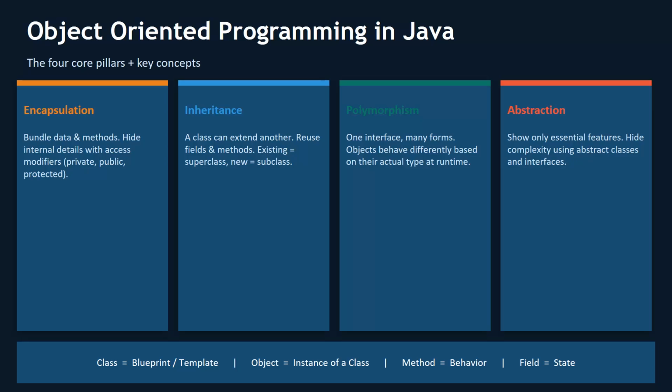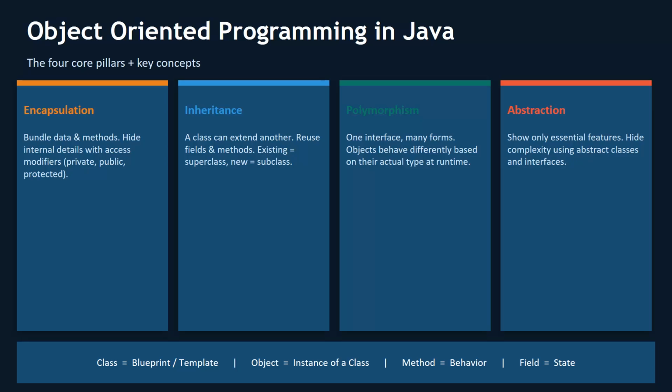Then we have inheritance, which is where a class can extend another. We talk about reusing the fields and methods. So you can have the existing class, which is the superclass, and then the new classes that you create are called the subclasses.